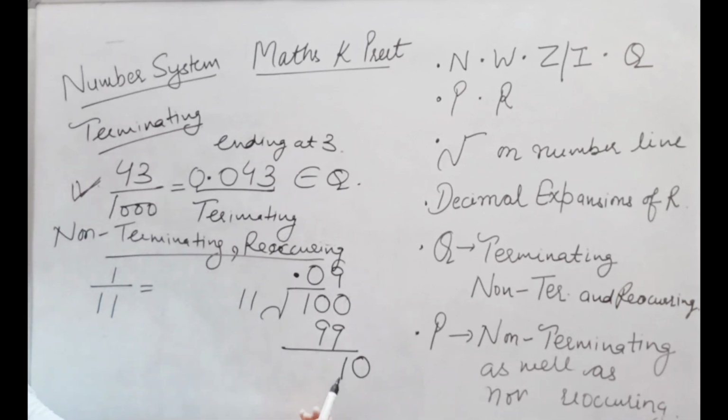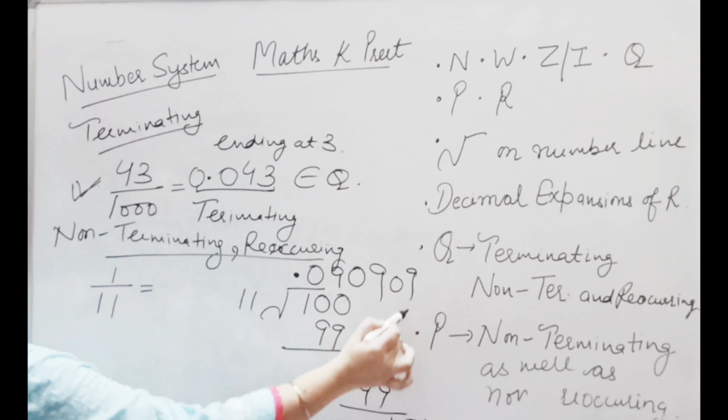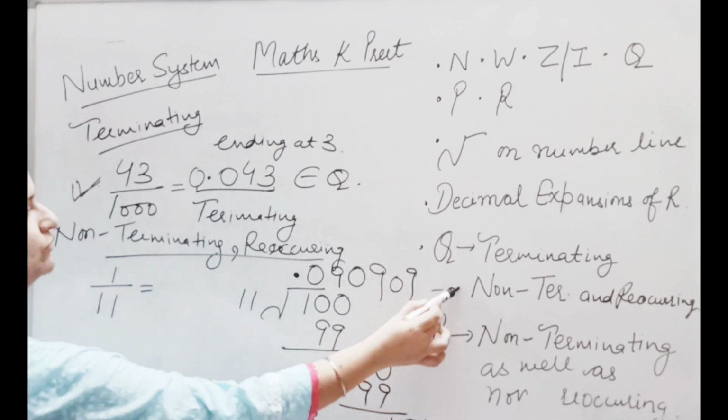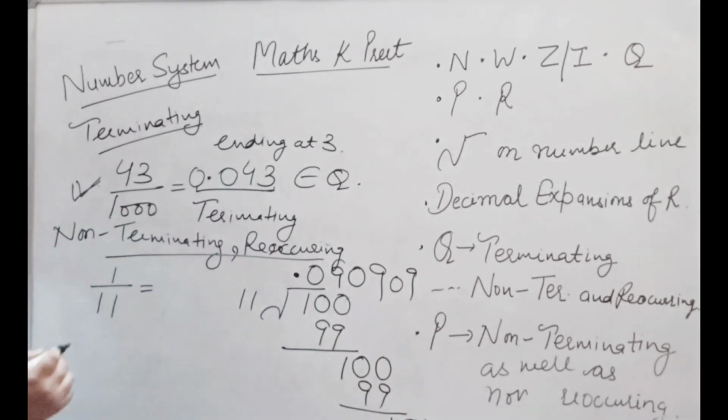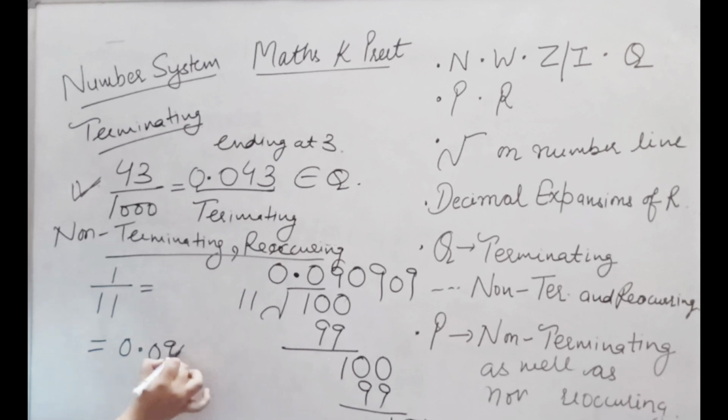So we write a 0. This is again of no use because 10 is less than 11. To borrow more, we write a 0 here and here also. Again at 9, this is 99. Again the process is repeating itself. So this will go on. This number 1 by 11 is equal to 0.09090909 and so on. It is never ending.